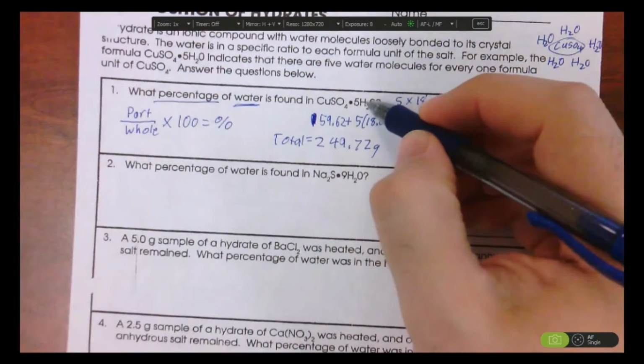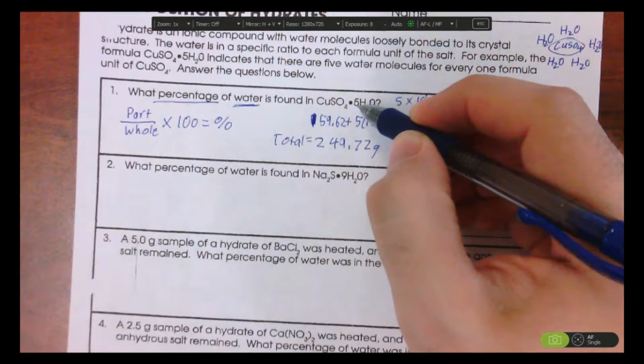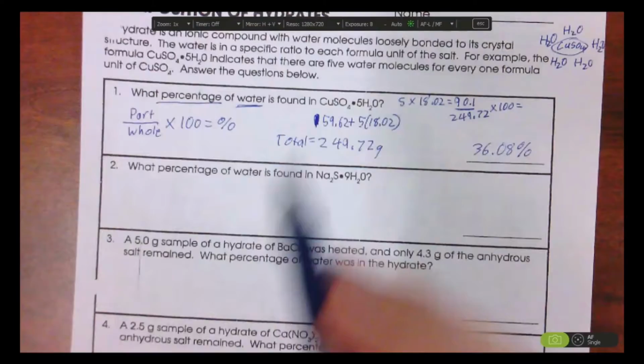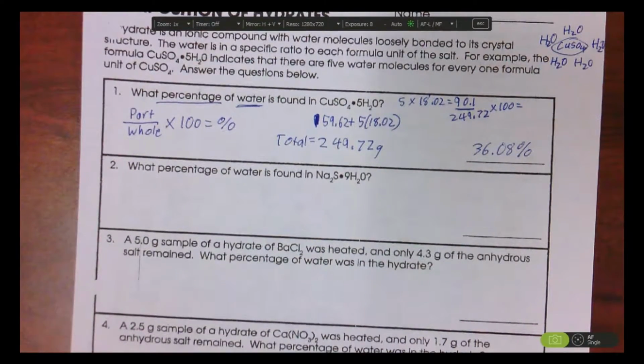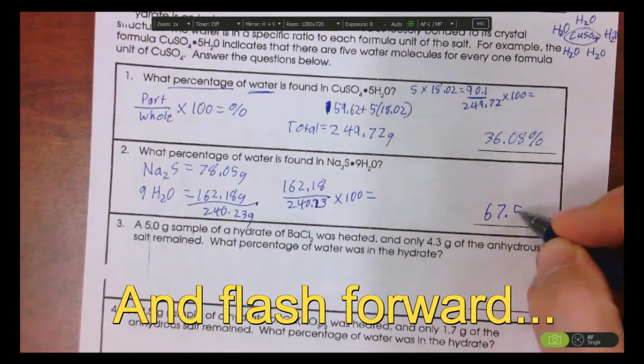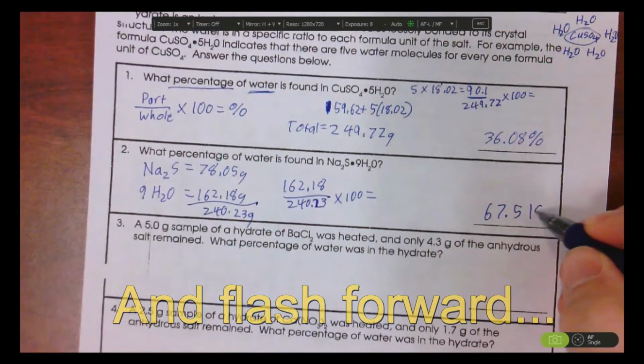No, keep going. This right here, I don't know if you noticed the 5 in front, that coefficient that we've been using to balance with. That actually is, guess what? Your moles. So when you've been balancing, you've been putting moles. That's your mole ratio. 67.51%.